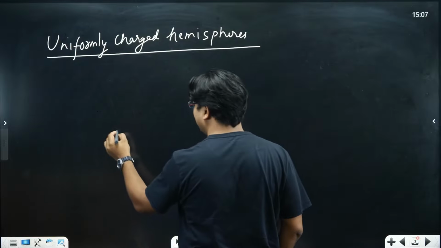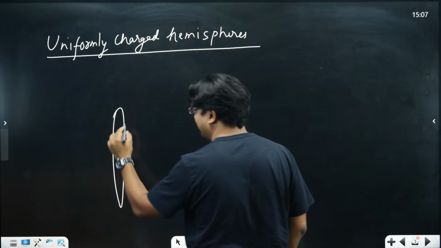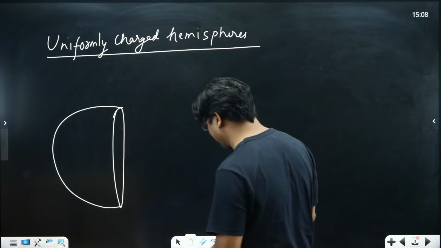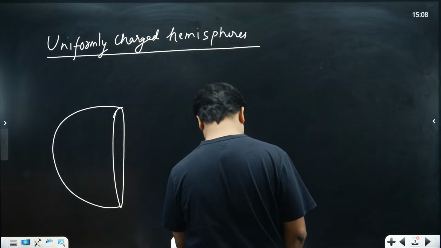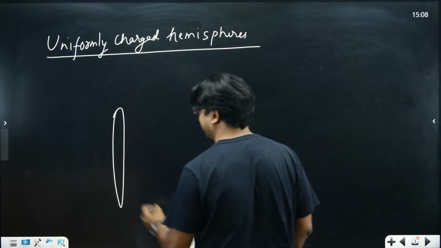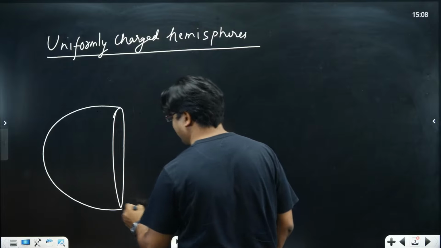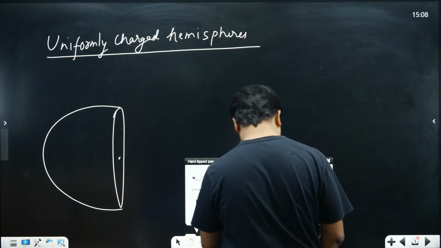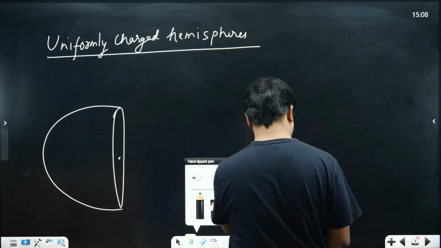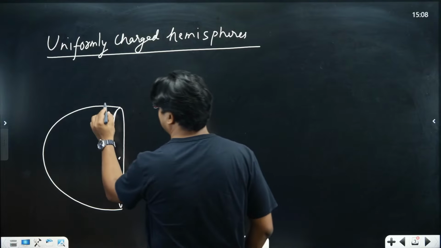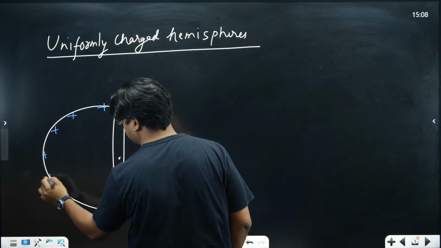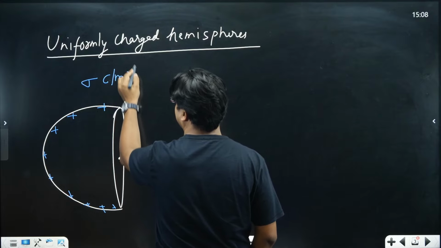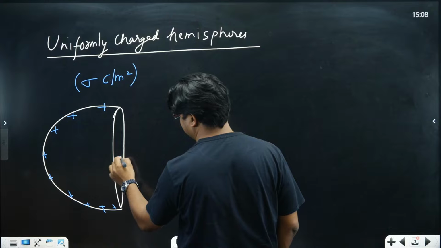Now you may be aware of this result, maybe you are, maybe you aren't. Let's say we have a hemisphere, on which there is a surface charge density of, let's say, sigma. So the surface of the hemisphere is charged with sigma coulomb per meter square. This is the center.